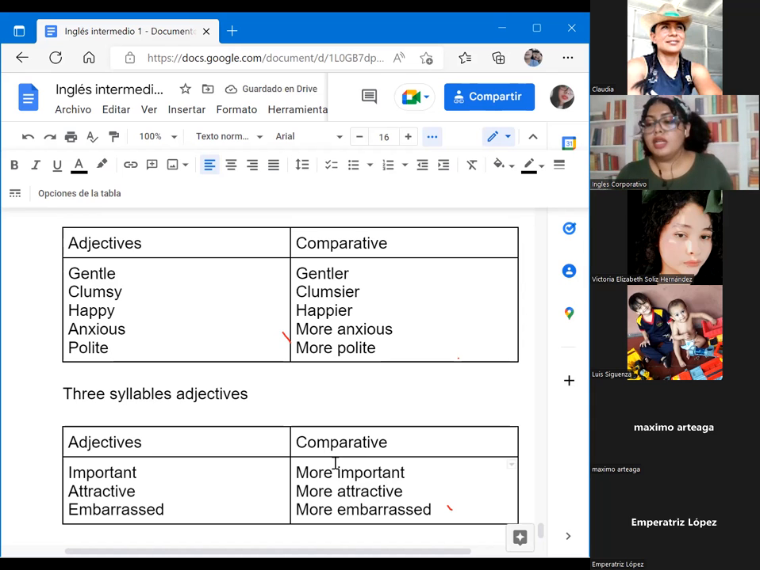Así que ahí están los tres grupos que vamos a ver hasta el momento de los comparativos. Uno, donde solo tenemos que agregar ER o doblar la consonante y agregar ER. En el segundo, ya vamos agregando o cambiando algunas letras, como lo es la Y, por una I y agregar more. Y para las de tres sílabas o más, que son más largas, le vamos a agregar inmediatamente more al adjetivo sin cambiarle nada de los finales.